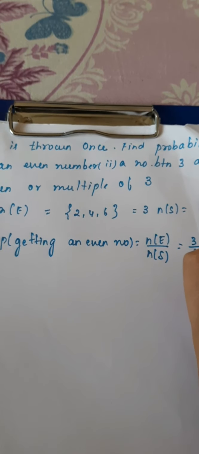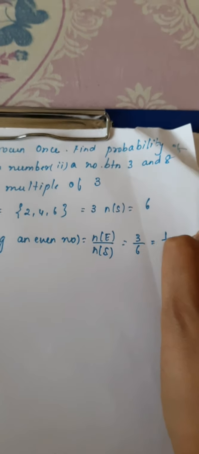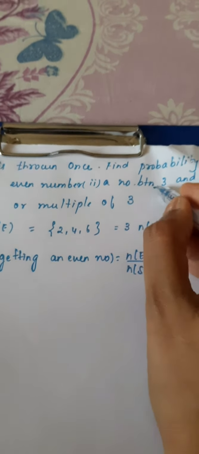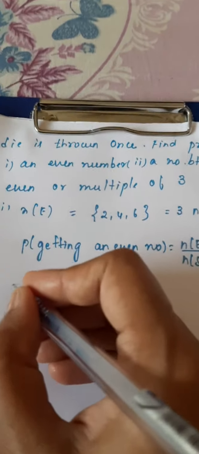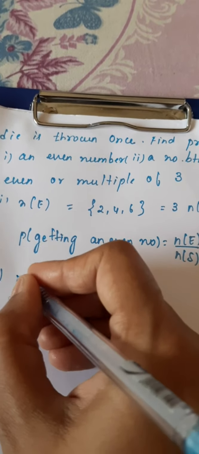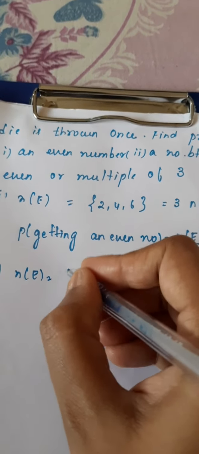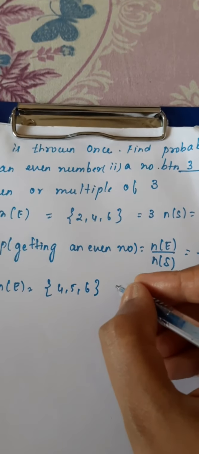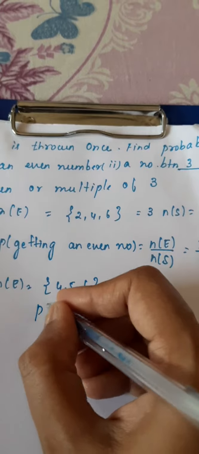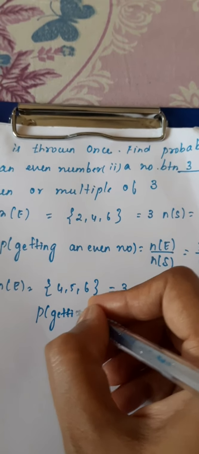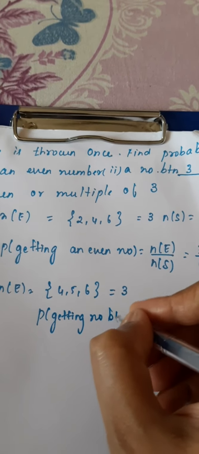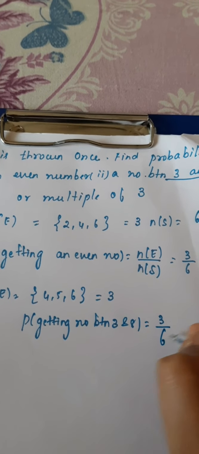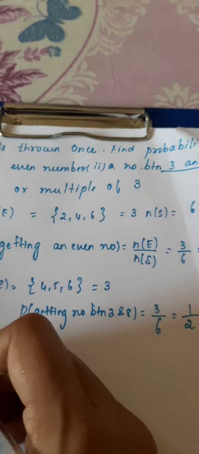So 3 by 6, further simplifying, 1 by 2. Next is the probability of getting a number between 3 and 8. So n of E here is going to be, we need to exclude 3, so 4, 5 and 6. There is no 8 at all in the list of possible outcomes. So the probability of getting a number between 3 and 8 is 3 by 6, that's 1 by 2.